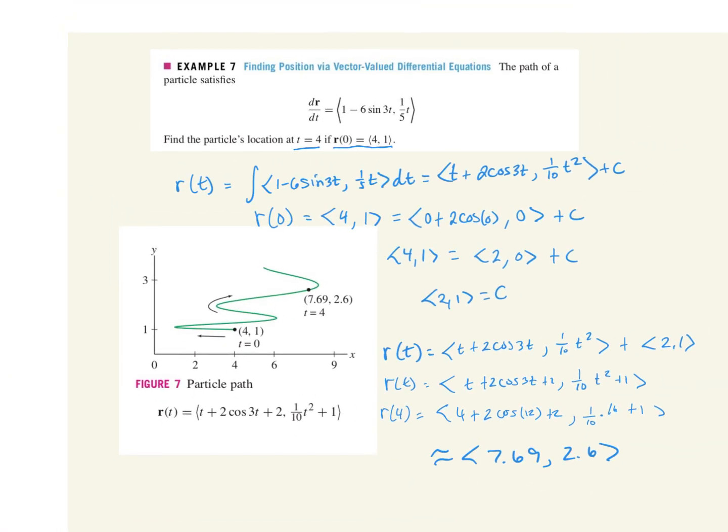If we look at the graph of it, let me zoom so you can see everything at the same time. Here is your beautiful graph showing our initial position, where we started when time was 0. So it's a vector, but with the parameter t involved, right? So as time changes, this is where we're headed. And when we get to 4 seconds, we're over there at 7.69, comma, 2.6.